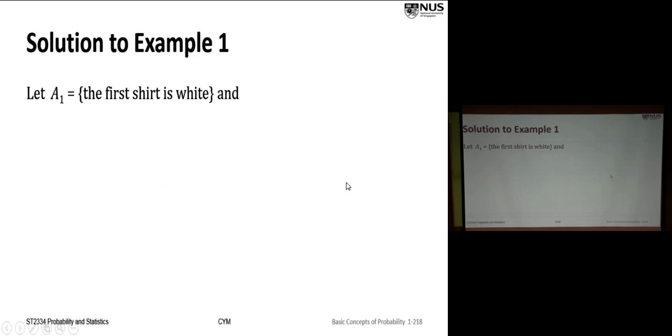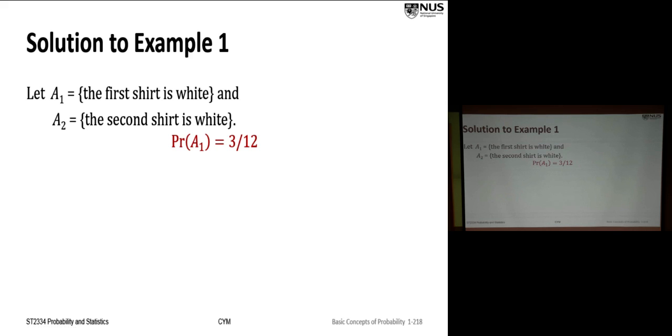Okay, so here I define A1 as the first shirt is a white shirt, and A2 as the second shirt is a white shirt. So we have 12 shirts, we pick one shirt and see whether it's white or not. Obviously it is 3 over 12. There are altogether 12 shirts, you just pick 1, and 3 of them are white, 9 of them are non-white. So the probability of A1 is 3 over 12. How about the probability of A2? The second shirt is white.